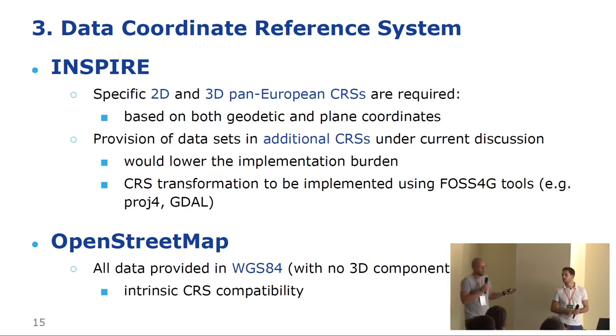In terms of OpenStreetMap, considering that one of the biggest, if not the biggest use case is web mapping, we have WGS 84, no three-dimensional component there. So in a way, CRS compatibility is intrinsic in the case of OSM.